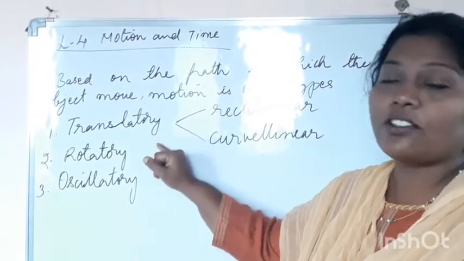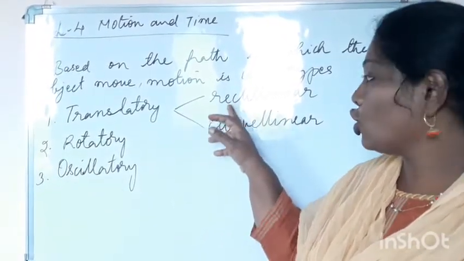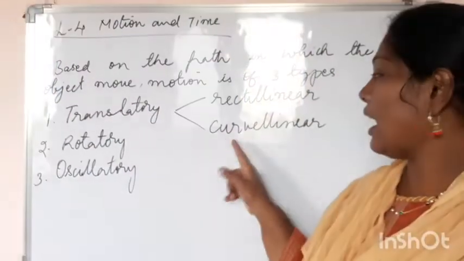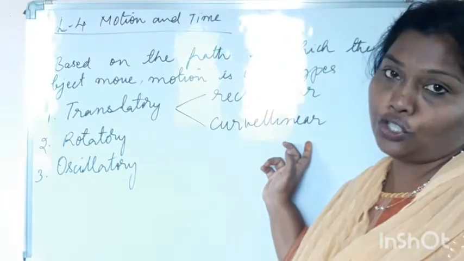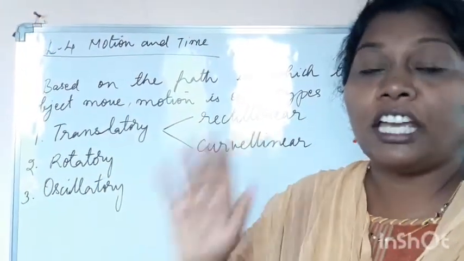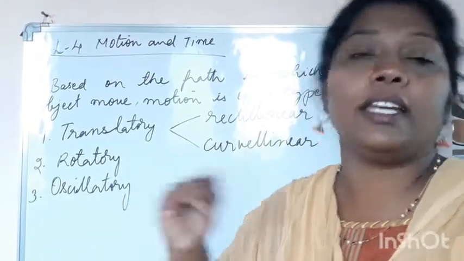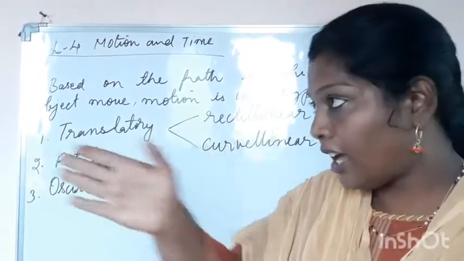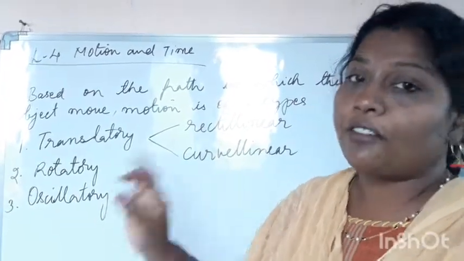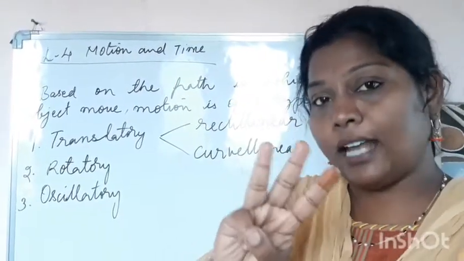And this translatory motion is again divided into 2 types, that is rectilinear motion and curvilinear motion. So children, based on the path in which the objects are moving, in which direction or path they are moving, the motions are of three major types.